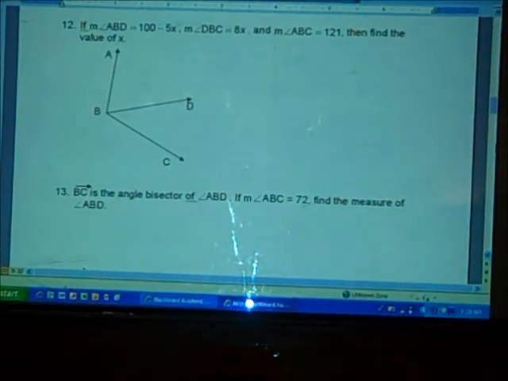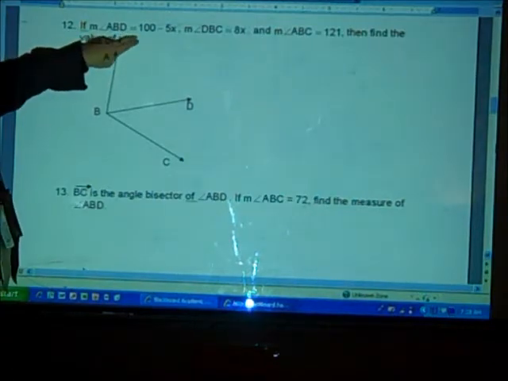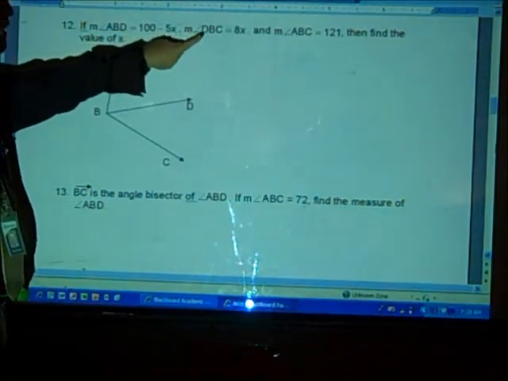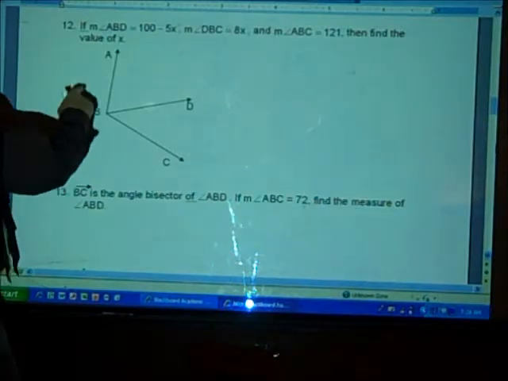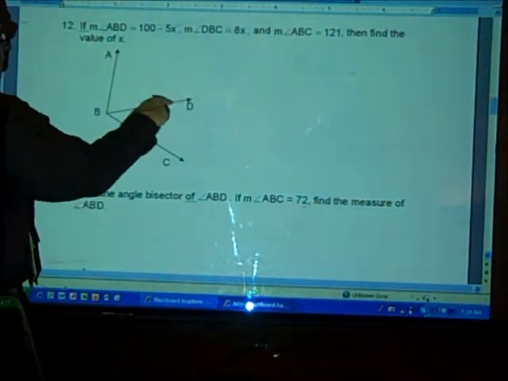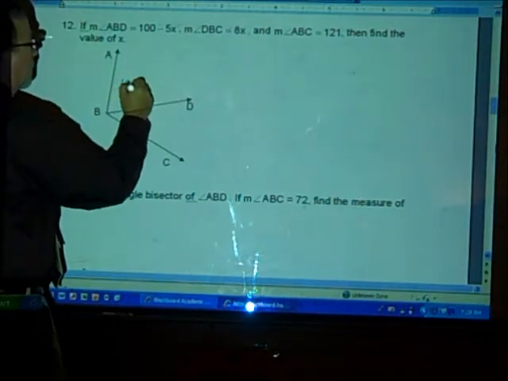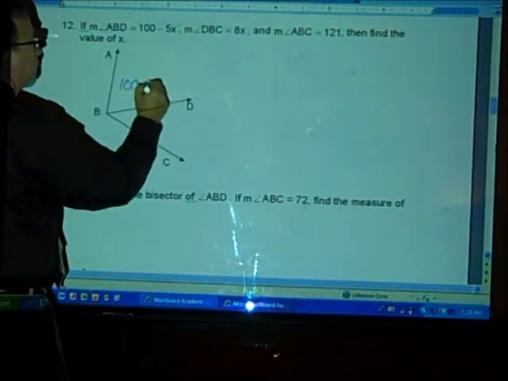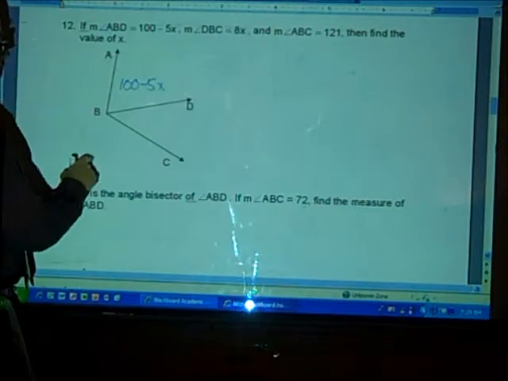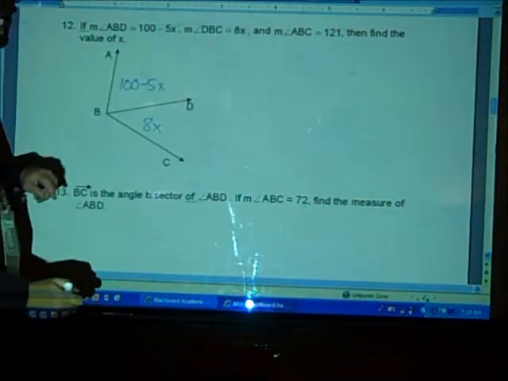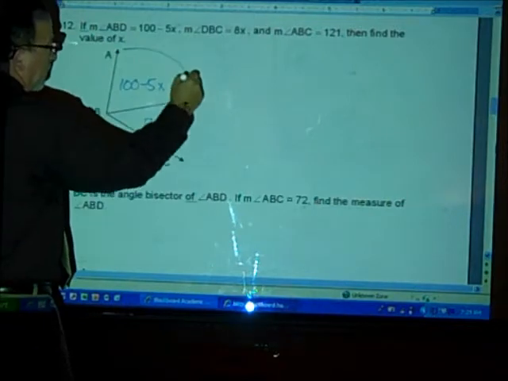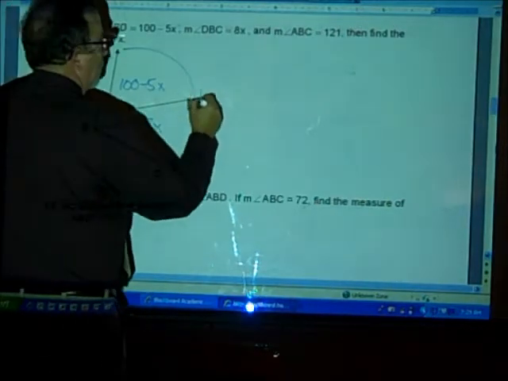Number 12 says the measure of angle ABD is 100 minus 5x, DBC is 8x, and the measure of ABC equals 121. Find the value of x. Okay, so ABD is this angle, 100 minus 5x. DBC is 8x. And ABC is the whole thing, and that'll be 121.